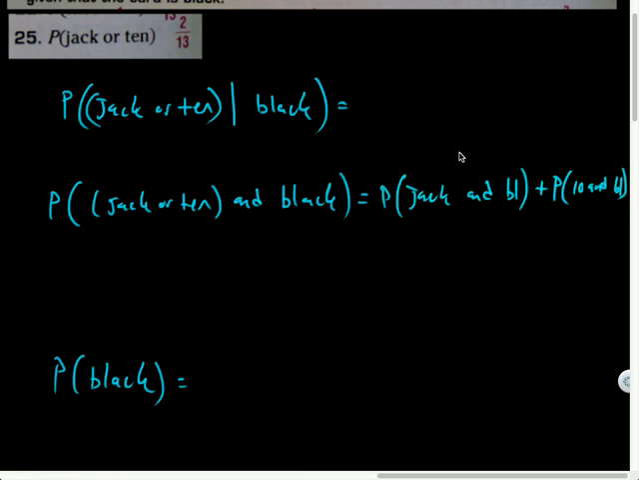I'm running out of space. There we go. So Jack and black, there are 2 black Jacks out of 52. I was just about to reduce my denominator there to 26, but that's not what I'm describing. It's the probability of selecting a card that is a Jack and black out of the 52, so I don't want to accidentally change my denominator. How many 10s are also black? Also 2. So this is 4 out of 52.